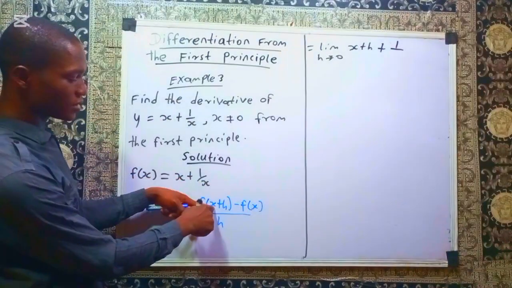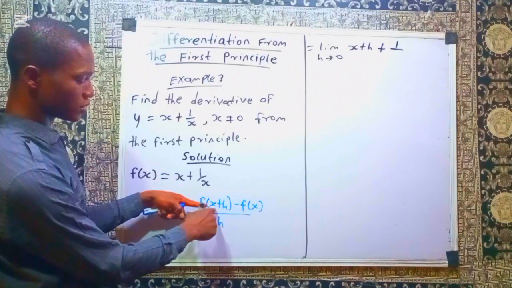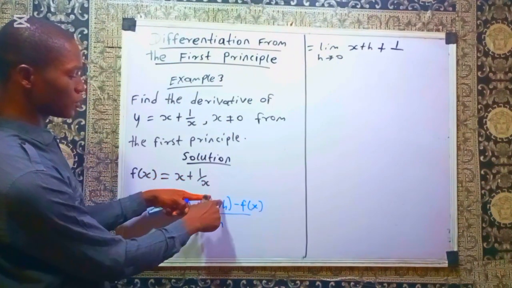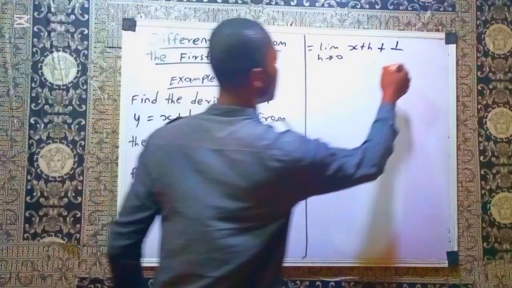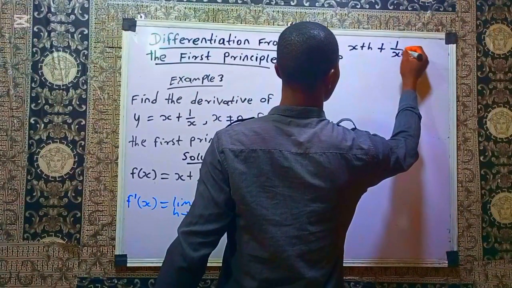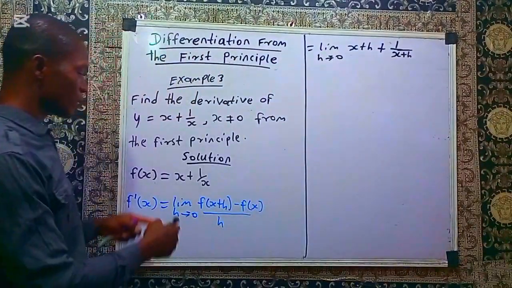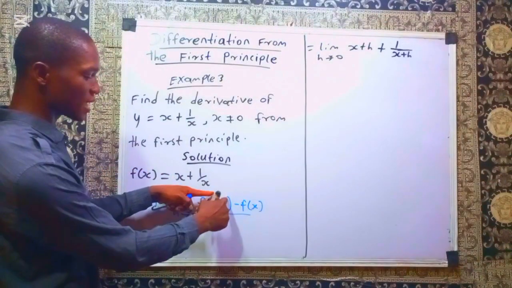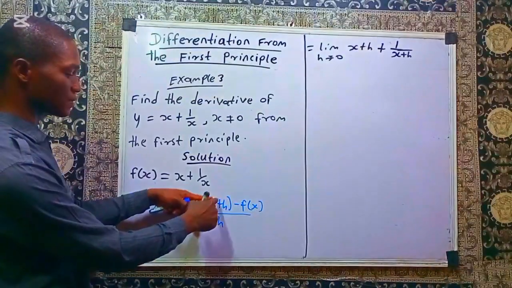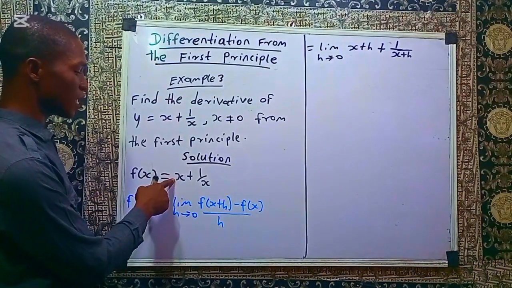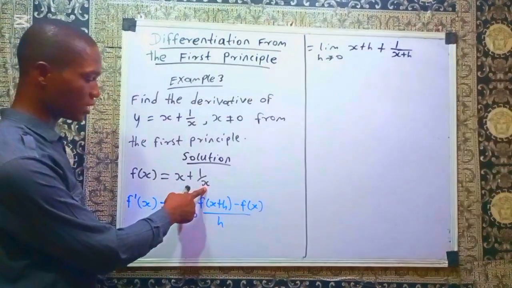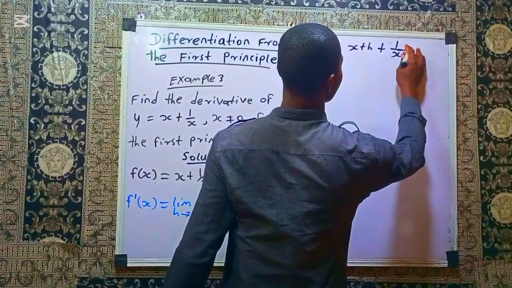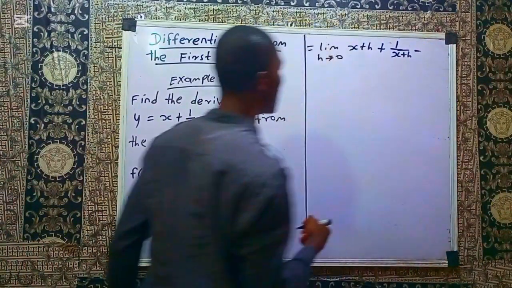But what is our x now? What's inside the function is x plus h. So I will remove this x and put what's inside the function, x plus h. In other words, we are replacing x in this function with what is inside the function. What is inside f? x plus h. So I'll replace this by x plus h, replace this by x plus h. The next thing I have is minus f of x.